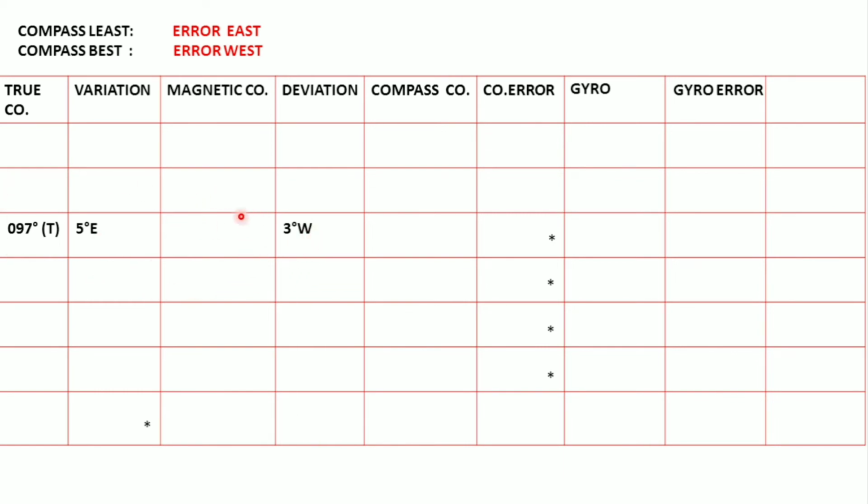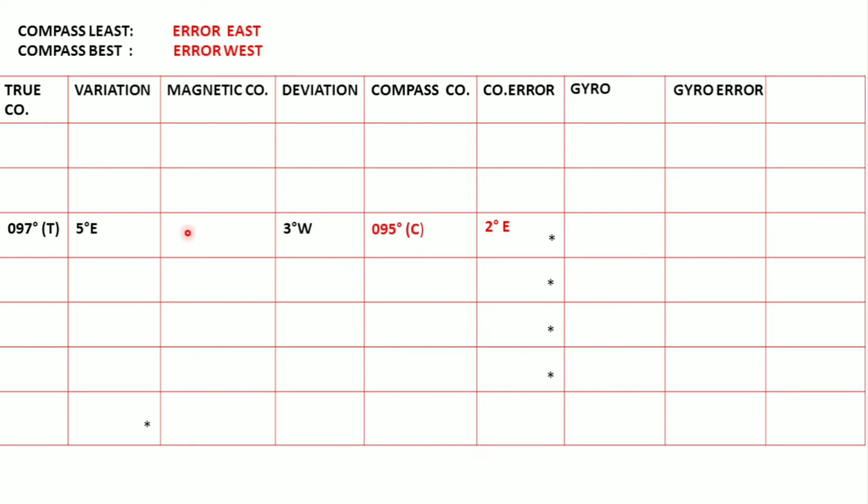I can find out magnetic with... error is east, compass would be least. Here, west, compass would be best. But now that I've got variation and deviation, I'm finding out the compass error straight away. And being different names, I'll subtract and retain the value name of the higher one, which is east, 2 degrees east. So I've got my compass error 2 degrees east. So compass should be least. So compass would be 0.95.